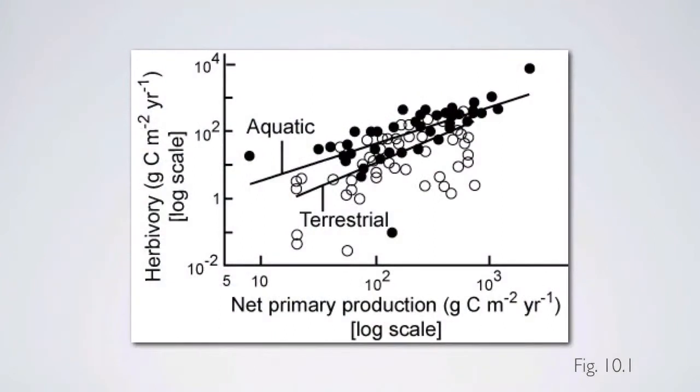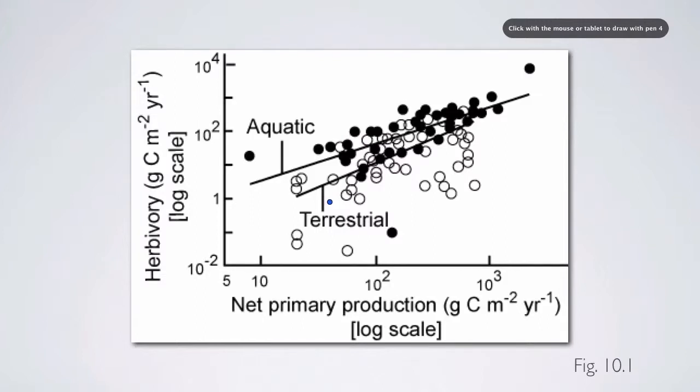This here is figure 10.1, and it's a summary that shows the degree of herbivory that we have along a productivity gradient. So here on the x-axis is net primary production, grams of carbon per meter squared per year. And then on the y-axis we have herbivory, grams of carbon per meter squared per year. Each one of these dots represents a different ecosystem.